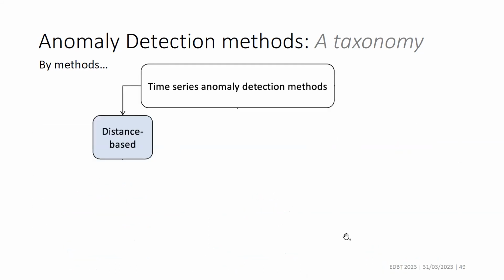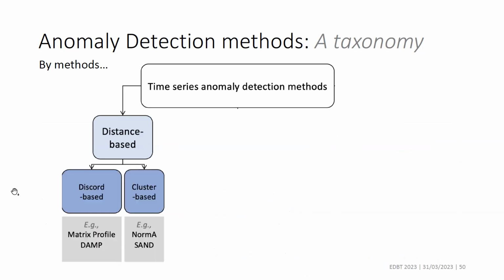Now let's propose another taxonomy, this time based on how the methods work. We have a first big category, which is distance-based methods. Distance-based methods compute distances and then identify the anomalies based on this distance value. You have the discord-based approaches, which have a big literature, and cluster-based approaches. I will go into details after that on how they work exactly.